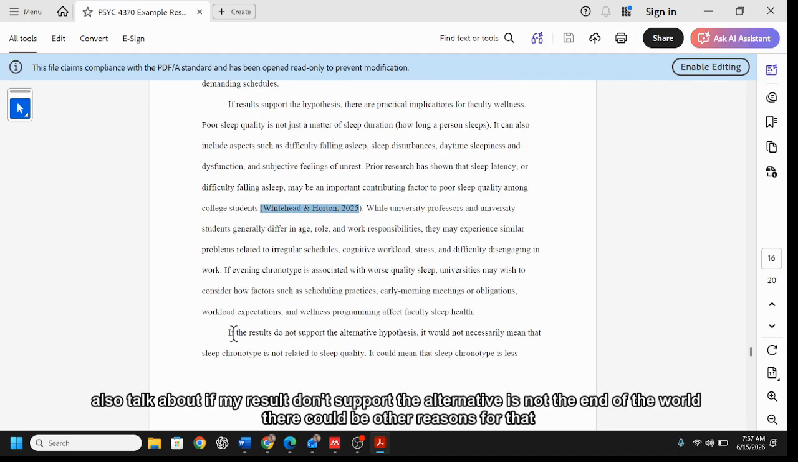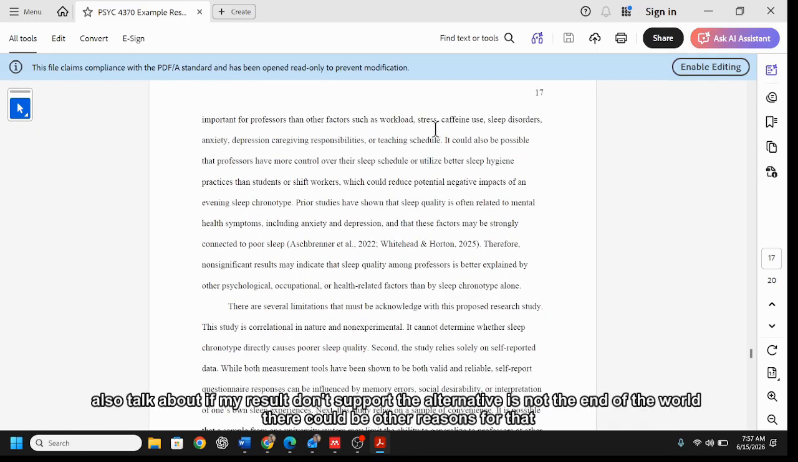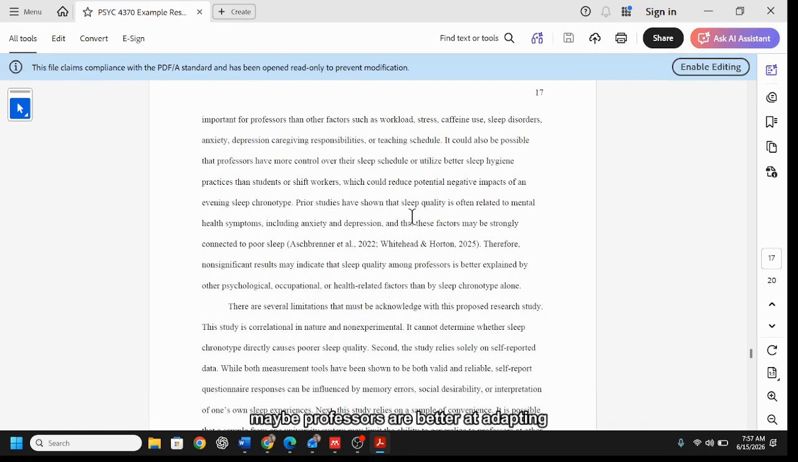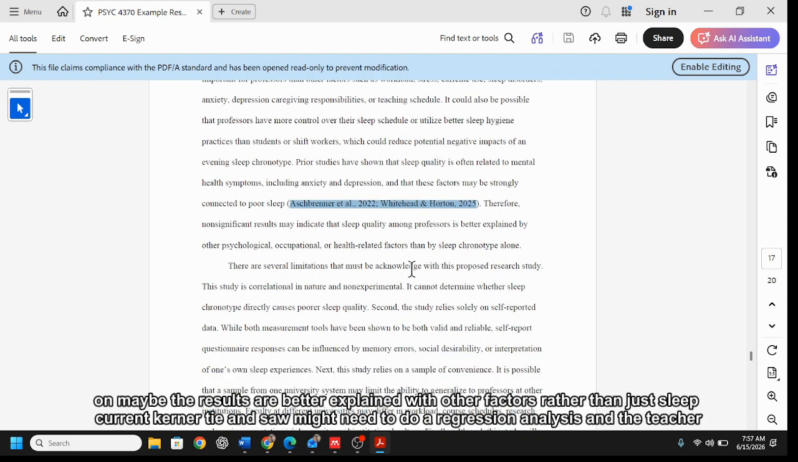I also talk about if my results don't support the alternative, it's not the end of the world. There could have been other reasons for that. Maybe professors are better at adapting. I don't know. I related it back to other studies that I found. Maybe the results are better explained with other factors rather than just sleep chronotype. And so I might need to do a regression analysis in the future.